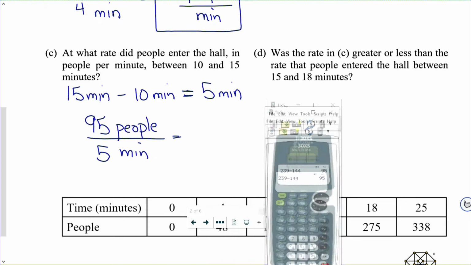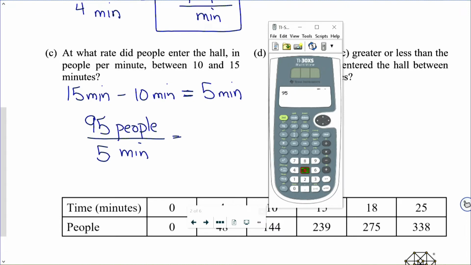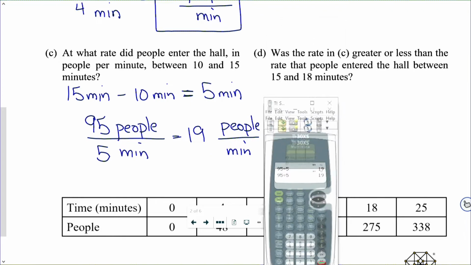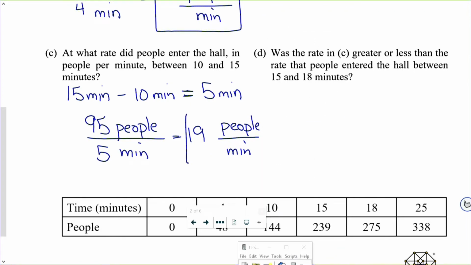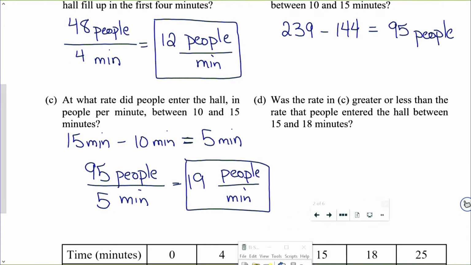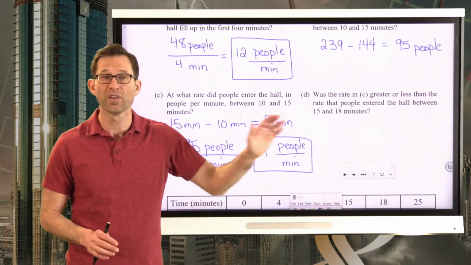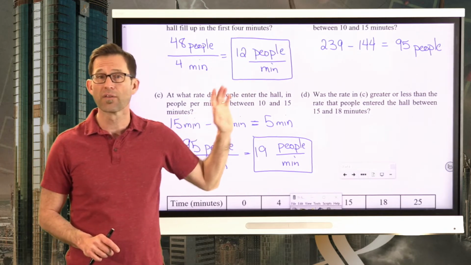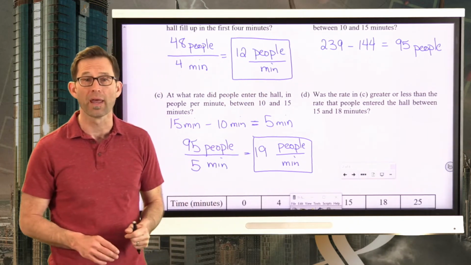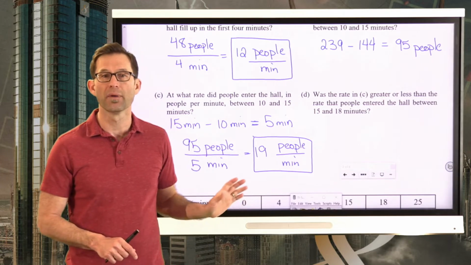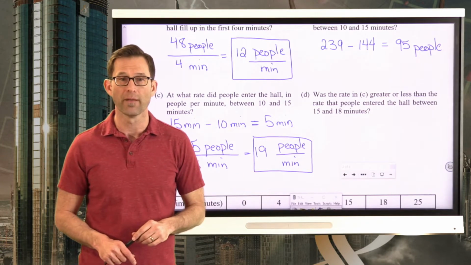Now I can do my division, which always gives me a rate, 95 divided by 5. And that tells me 19 people per minute entered the hall during that 5-minute span. Now, side note, just think about this for a second compared to our answer in letter A. It means that people are entering the hall more quickly between 10 and 15 minutes than they did in the first 4 minutes. In the first 4 minutes, the rate was 12 people per minute. But between 10 and 15 minutes, they were coming in at an average rate of 19 people per minute.